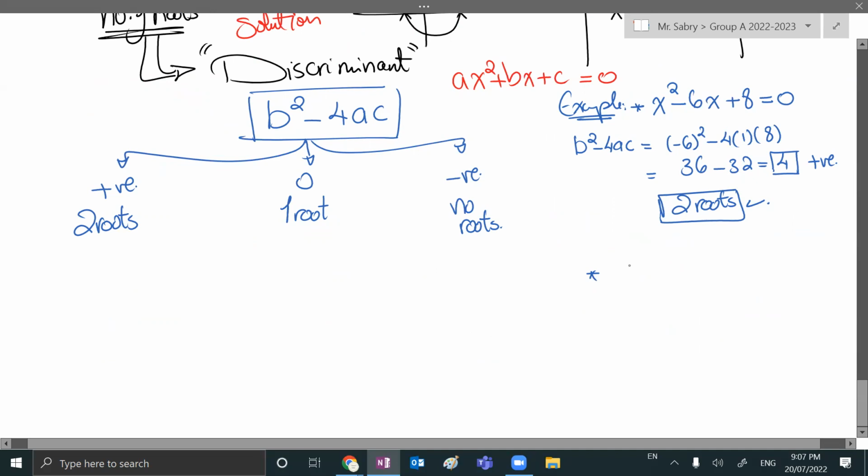Now, another case. Let's say you have x squared minus 10x plus 50. This will equal 0 as well. B power 2 minus 4ac, so negative 10 power 2 minus 4, a which is 1 and c which is 50. Now this will get me 100 minus 200 which is negative 100. Since this is a negative number, this means this function has no roots.